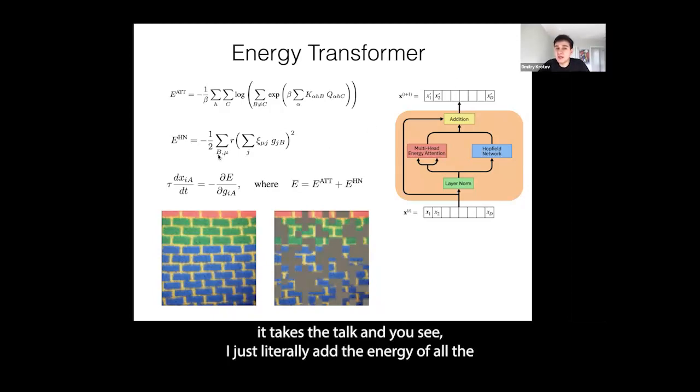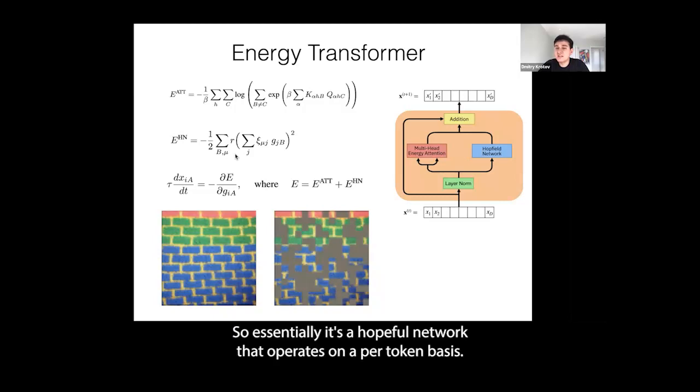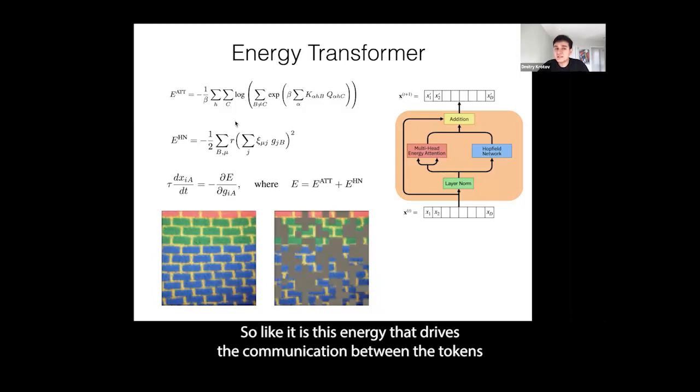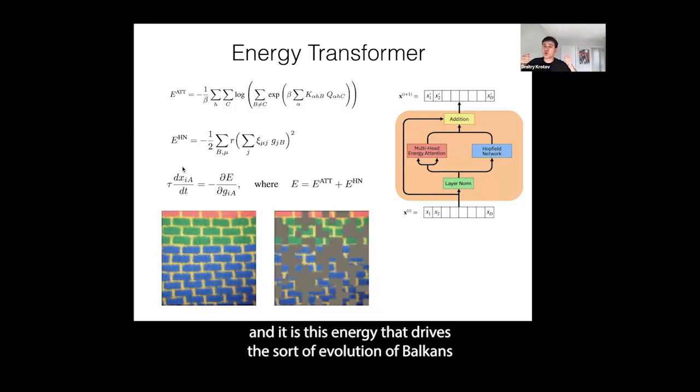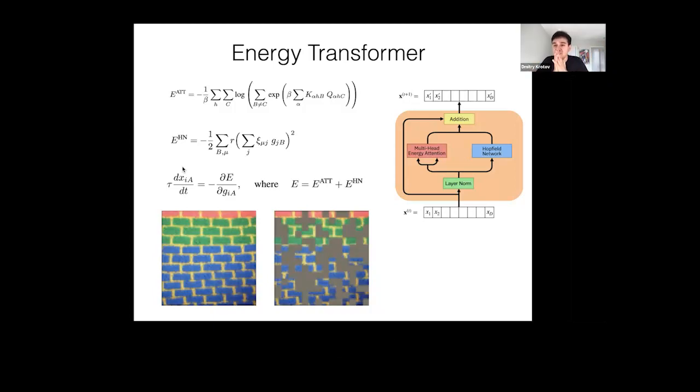I literally just add the energies of all of the tokens. I sum with respect to b, and the contribution is additive. So there is no interaction between the tokens. Essentially, it's a Hopfield network that operates on a per token basis. And the only way the token located here can get some information from a token nearby is through the attention. It is the attention energy that drives the communication between the tokens. And it is the Hopfield energy that drives the evolution of tokens as if each token was alone in the universe.